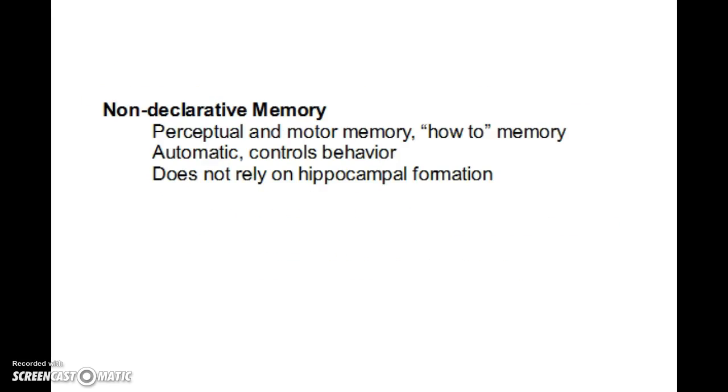In addition to declarative memory, we also have non-declarative memory. And these are typically perceptual and motor memory, or you can think of it as how-to memory. It tends to be more automatic and tends to control behavior, and does not rely on the hippocampus for formation. So if you think about learning how to ride a bicycle, or how to type, or how to do a certain motor task, such as shooting free throws, those are going to be motor memories that you're going to maintain and can continue to learn even in the absence of a healthy hippocampus.